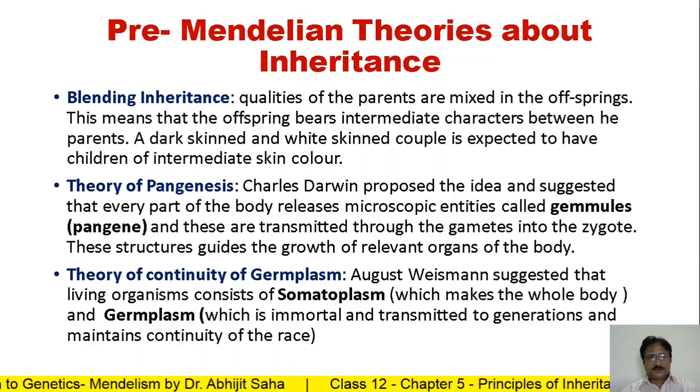Next is the continuity of germplasm theory. August Weismann suggested that a living organism consists of germplasm and somatoplasm. Somatoplasm means the part which makes the whole body, and the germplasm is transmitted from generation to generation, and it is the germplasm which maintains the continuity of the race. So these were some of the experiments or concepts before Mendel's. This is not the full list. There is a long list, and there are many more concepts which we are not going to discuss right now.